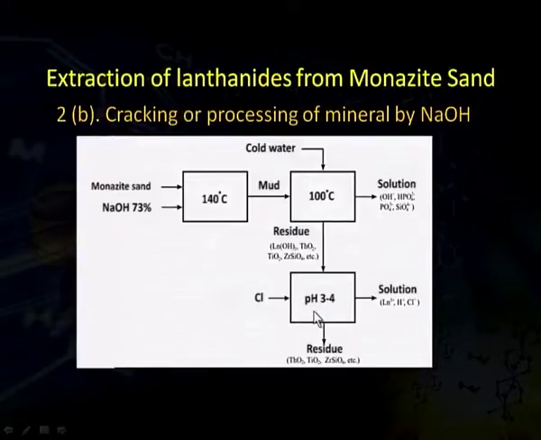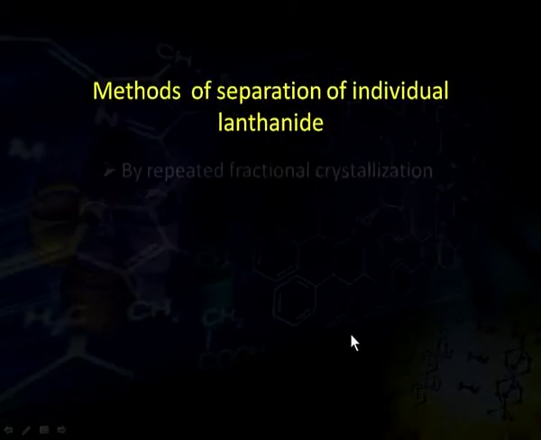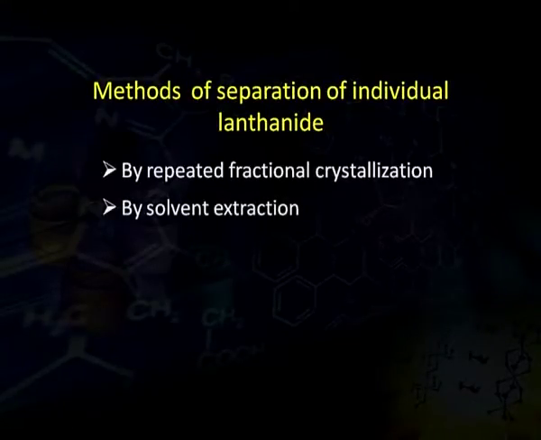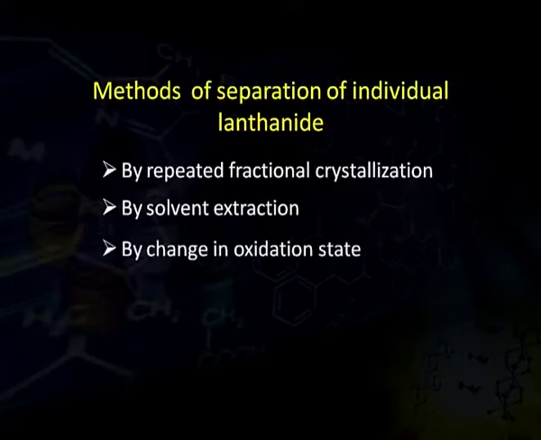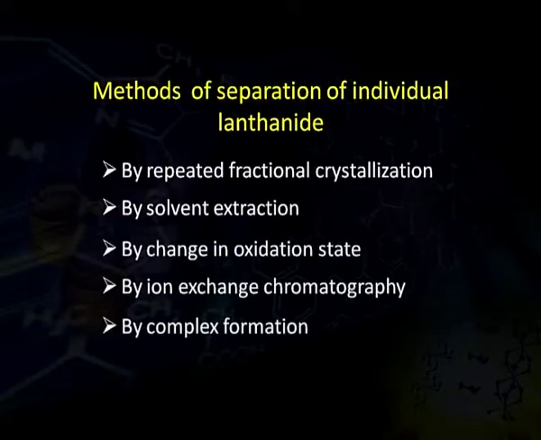Then in presence of the hydrochloric acid around pH 3 to 4, the residue is going to provide the titanium, thorium oxide and the zirconium. The separation of individual lanthanides by repeated fractional crystallization, by solvent extraction, change in oxidation state, ion exchange chromatography or by complex formation can be performed. Let us see first the repeated fractional crystallization.